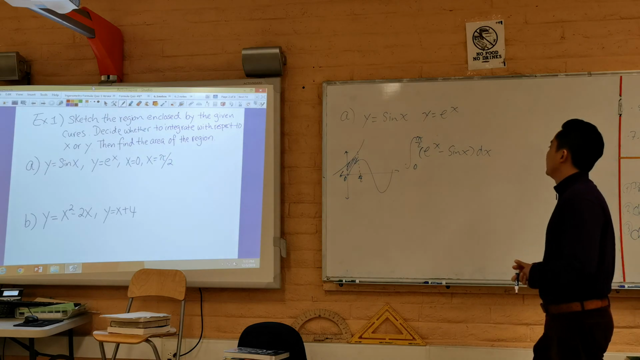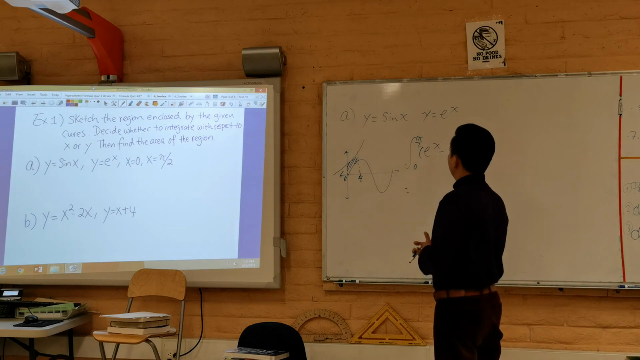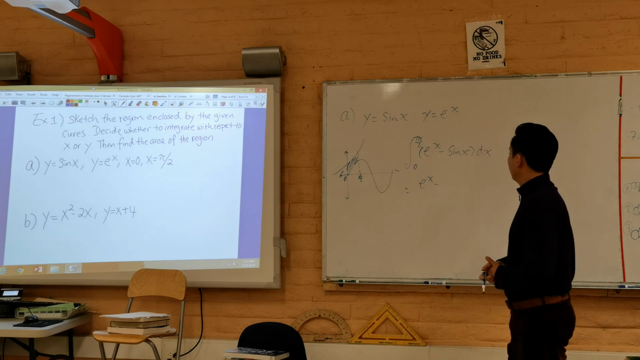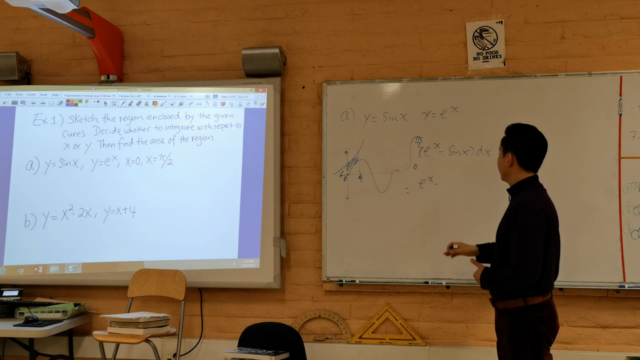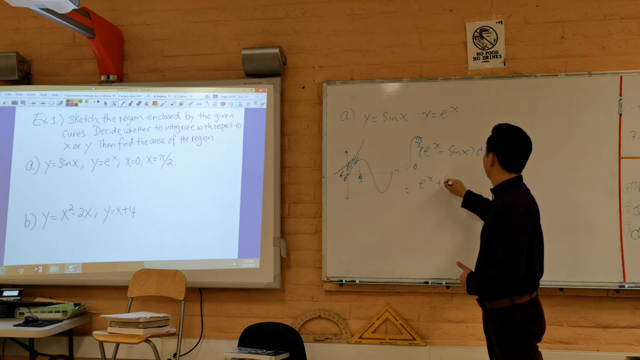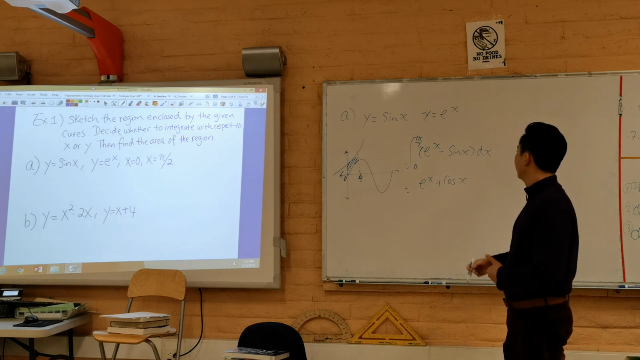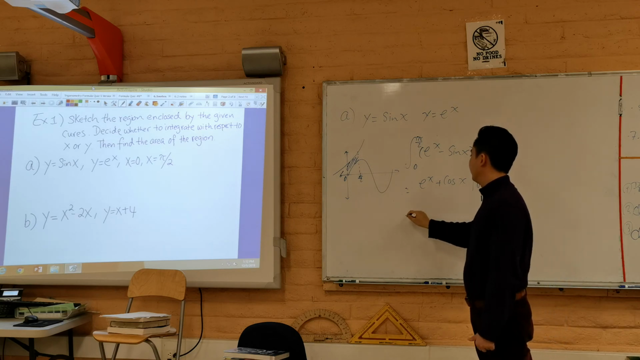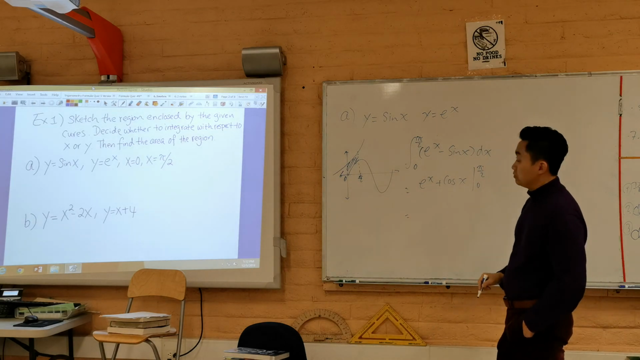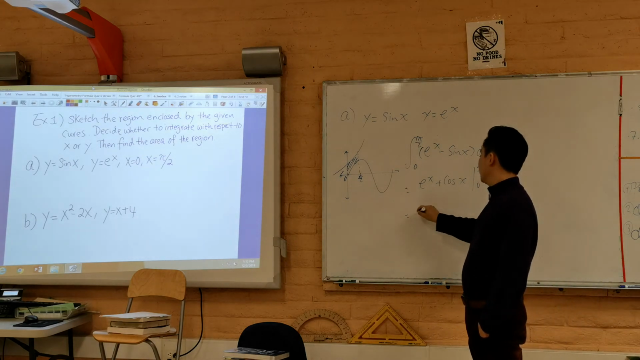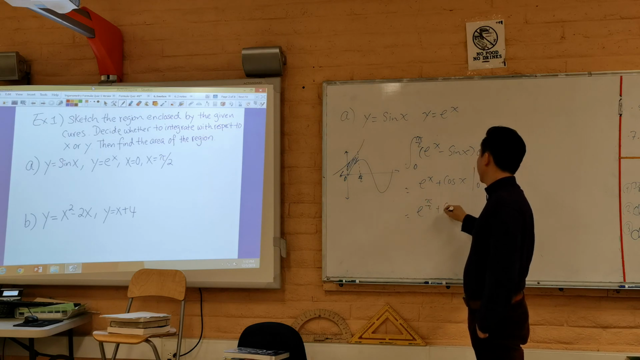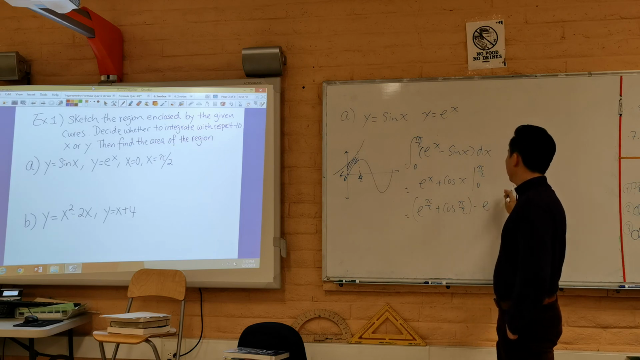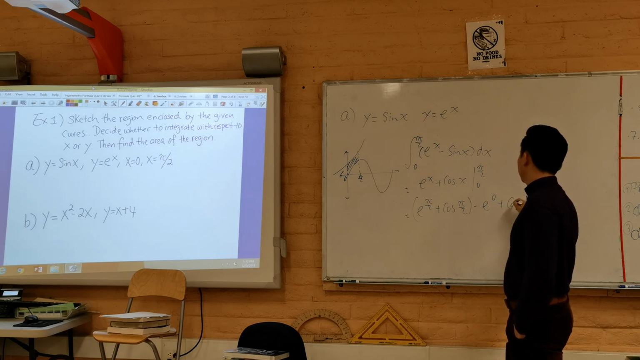Okay, so that's just the setup. And now you want to find the integrals: the integral of e to the power of x is e to the power of x. The integral of sine of x is negative cosine of x, so minus sine of x gives positive cosine of x, integrating from 0 to pi over 2. Now we use f of b minus f of a, part 1 of the FTC. So e to the power of pi over 2 plus cosine of pi over 2, minus e to the power of 0 plus cosine of 0.